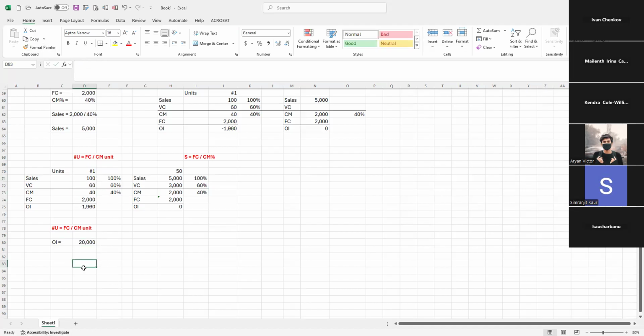And the only thing that I can do is use this formula. But I need to modify the formula. How can I modify the formula? The operating income that you want to generate, you add it to the fixed cost and modify the formula. So if you want to generate 20,000, what you have to do is add it to the fixed cost. And that's how you're going to get it.